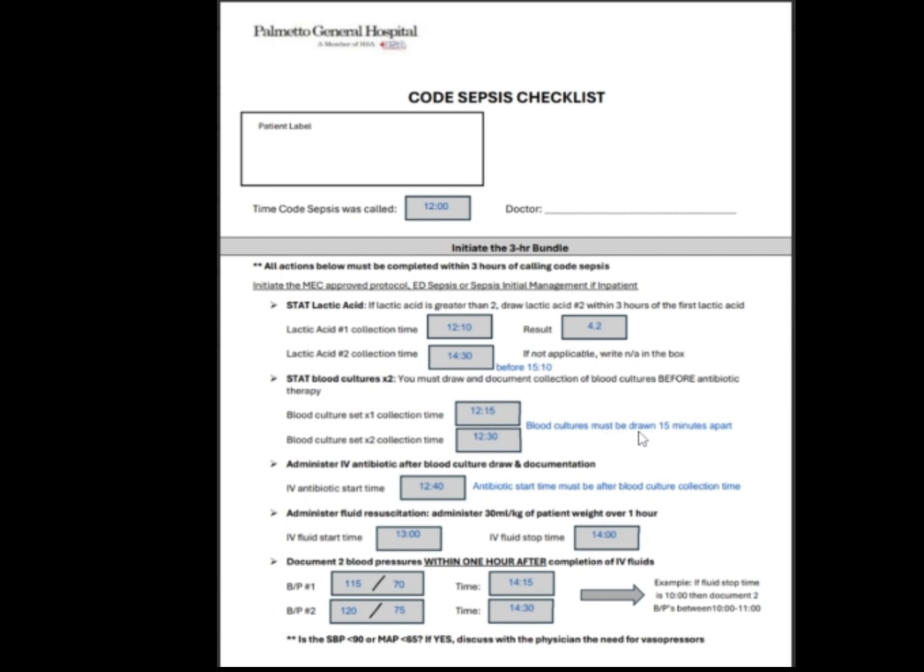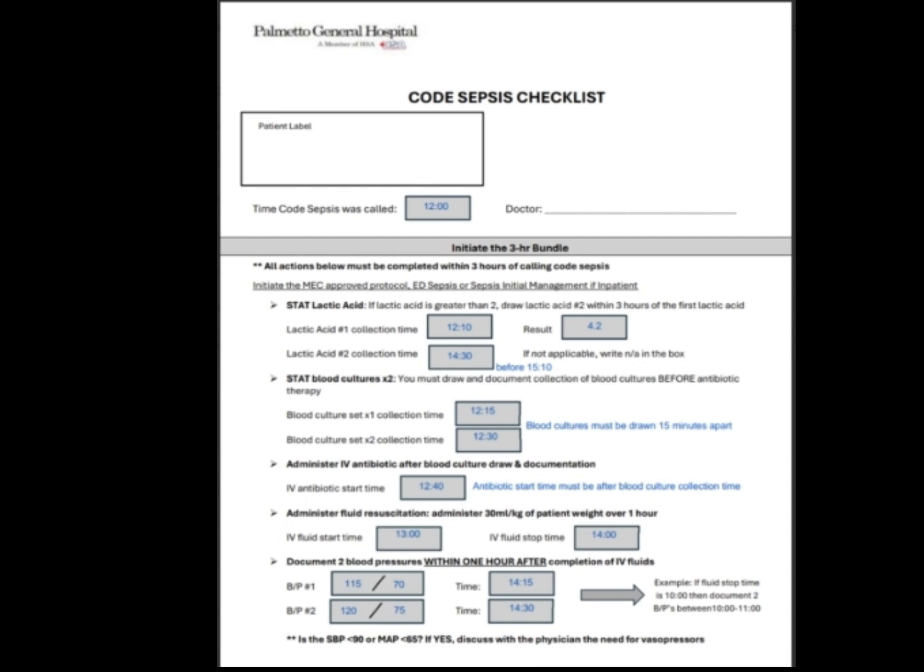Second step here, we have blood cultures. Blood cultures must be drawn 15 minutes apart. They were drawn approximately around the same time as the first lactic acid. So you see 12:15 and 12:30. It's very important that the IV antibiotic start time is scanned and documented after the last blood culture set. There have been cases where phlebotomy or techs will draw the blood cultures, write the time after, and you have already scanned the IV antibiotic.